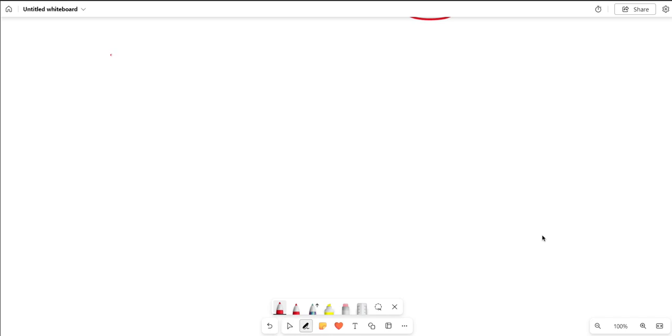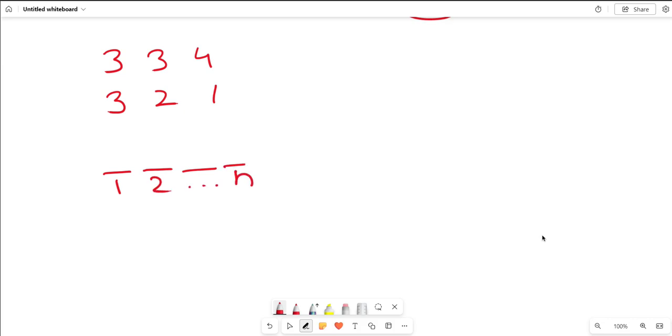So we might have, let's say 3, 3, 4. We could have 3, 2, 1. So this is maybe a 3-digit locker combination. And now I ask the question, how many combinations are going to be there given n spots? 1, 2, all the way to n.